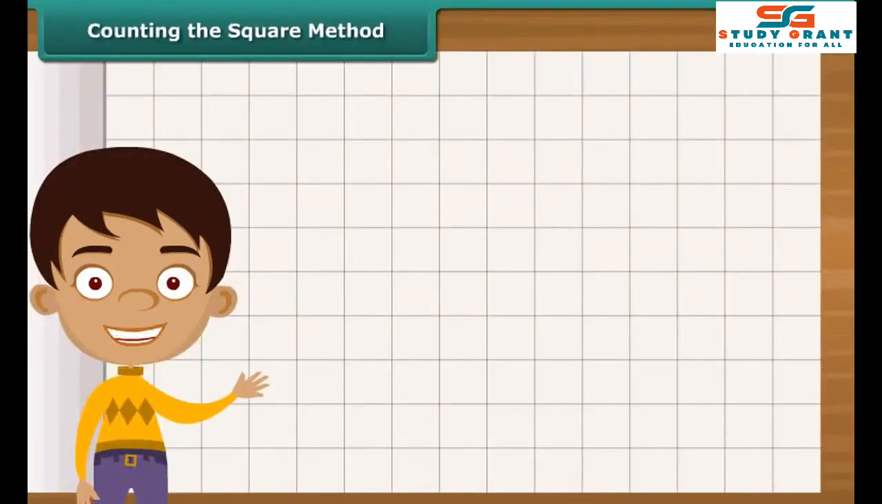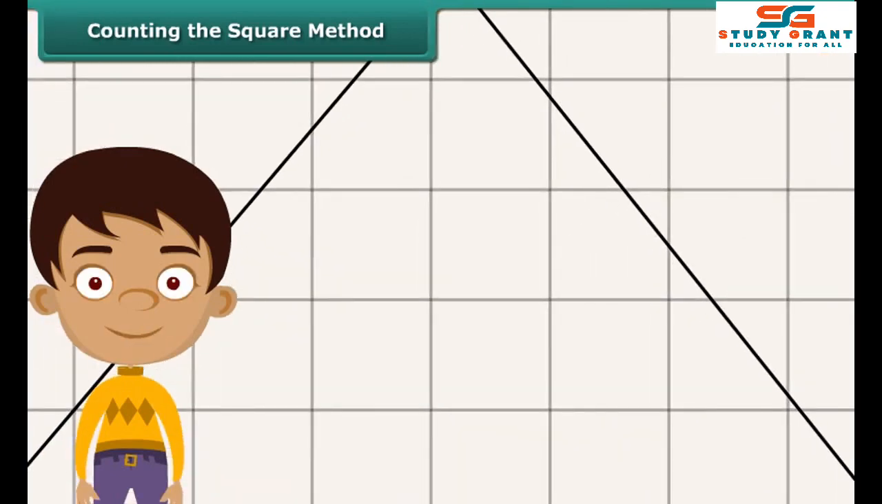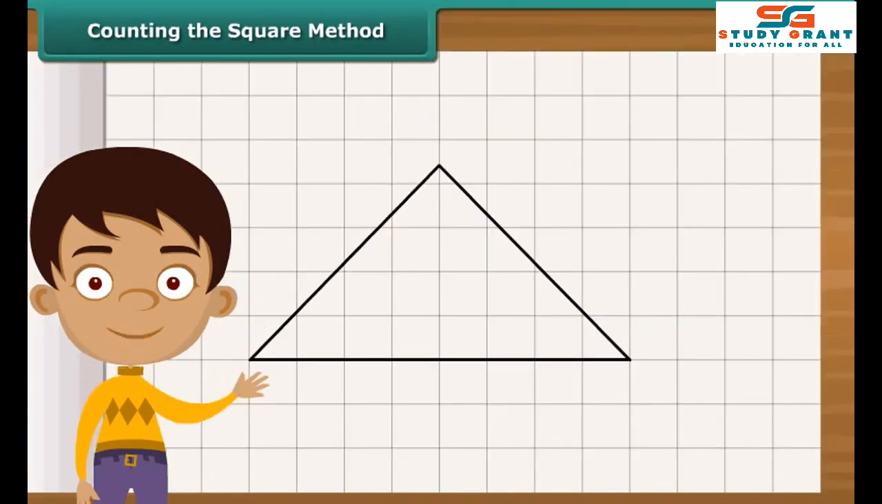Now let us calculate area with the help of a simple method. It is known as the counting the squares method. Draw the triangle on the squared paper. Each square has a side of 1 centimeter. First, count the complete squares enclosed by the triangle. Mark each of these squares as A.